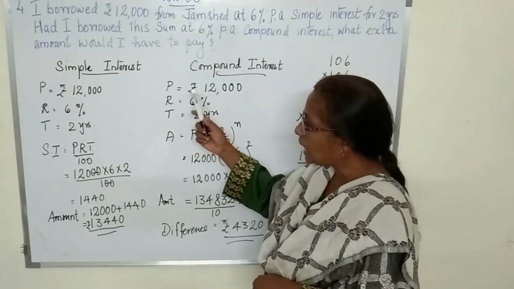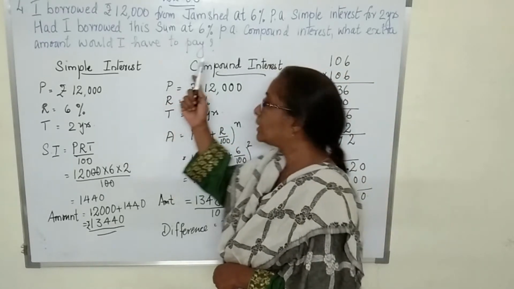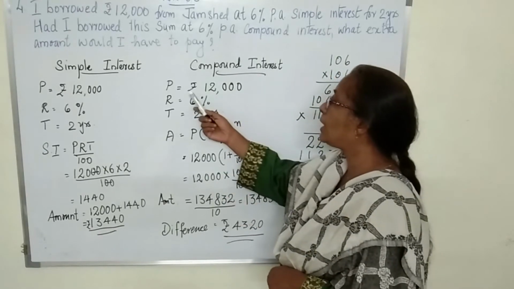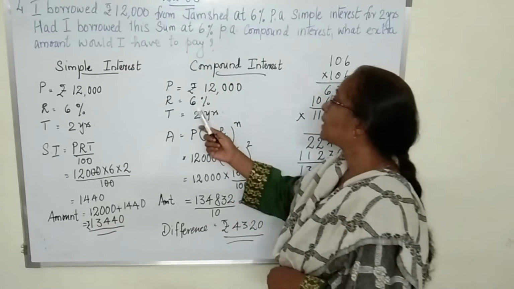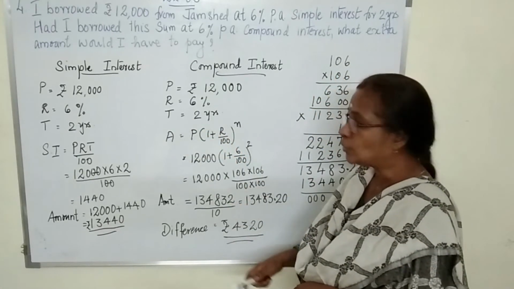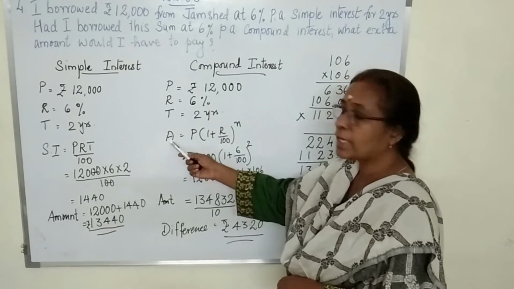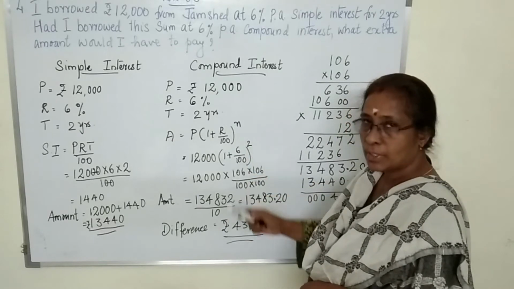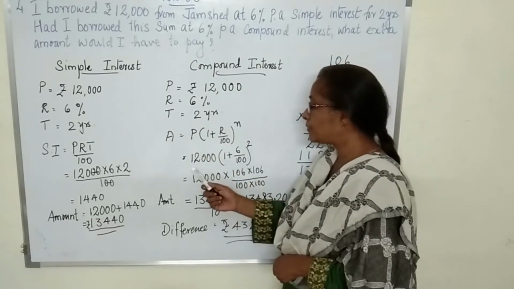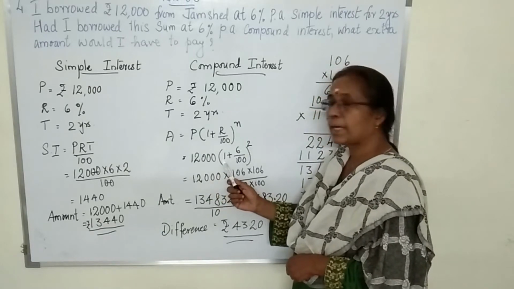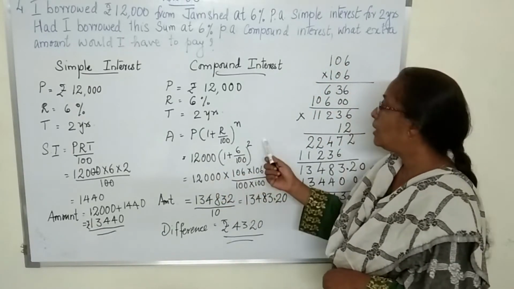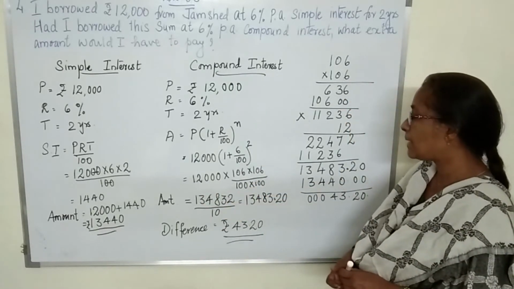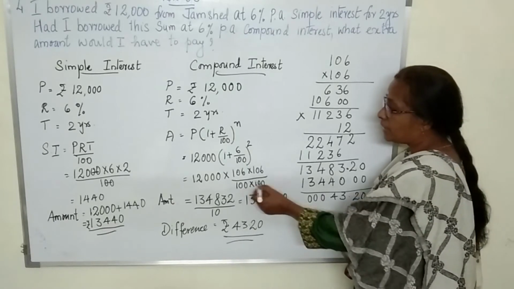13,440. Now these parameters are the same here also, but the interest is compound interest. So here P is equal to 12,000, R is 6 and T is 2. So using the formula, A is equal to P into 1 plus R upon 100 whole raised to N. Substitute the values, we get 12,000 multiplied by 1 plus 6 upon 100 whole square, which is equal to 12,000 into 106 multiplied by 106 upon 100 into 100.